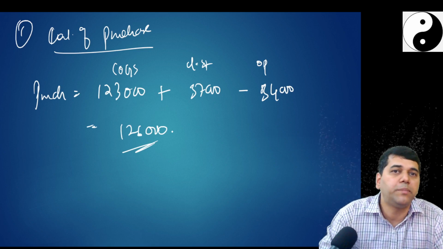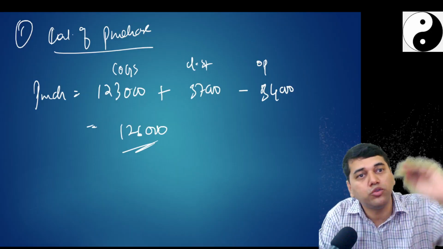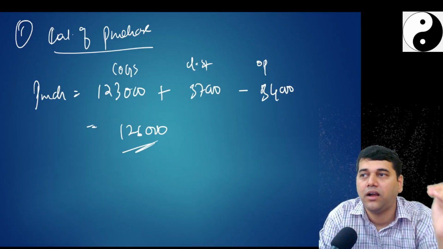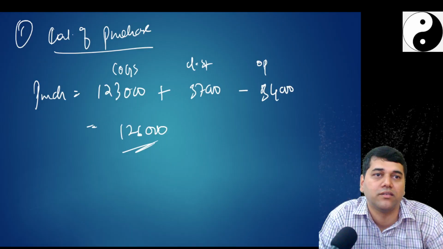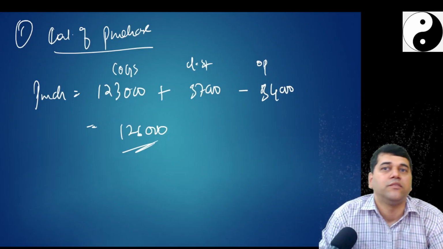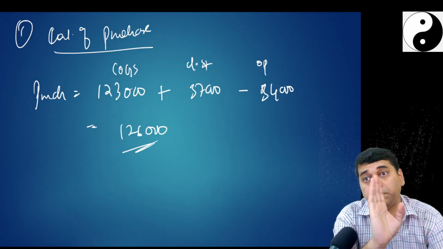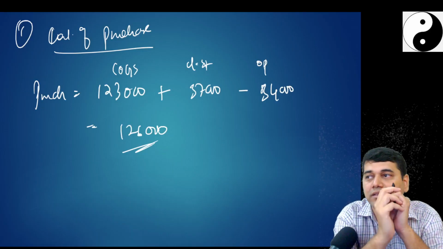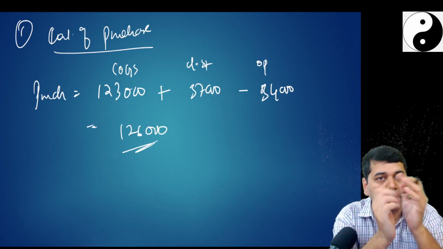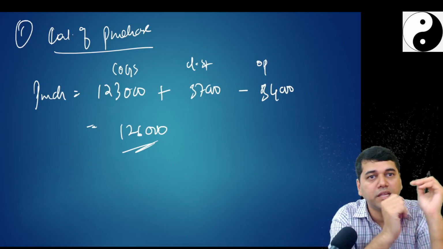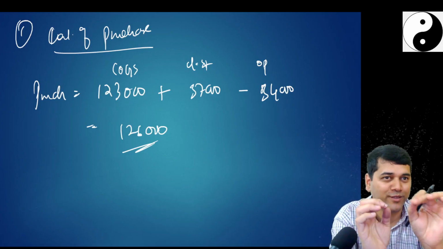And why do I need purchases? Because when I find cash paid to the supplier, I have to deduct the purchases, not the COGS. COGS includes two elements, purchases and change in inventory. Some inventory was there with you at the beginning. Can you say that this is the payment made to the supplier? Meaningless.